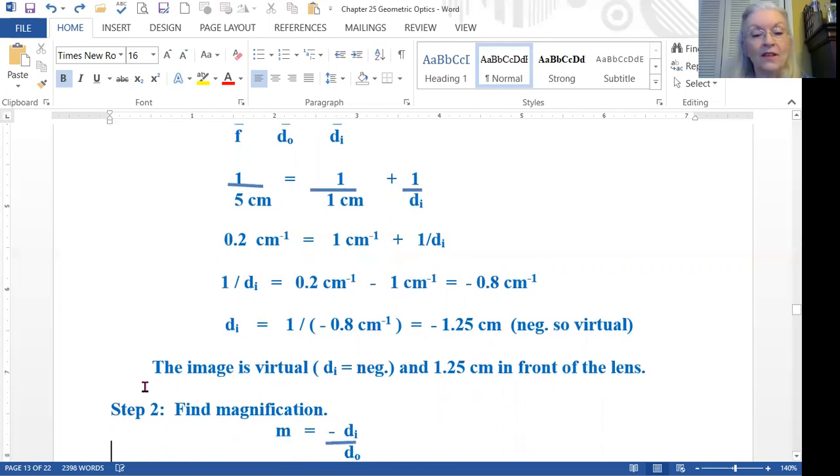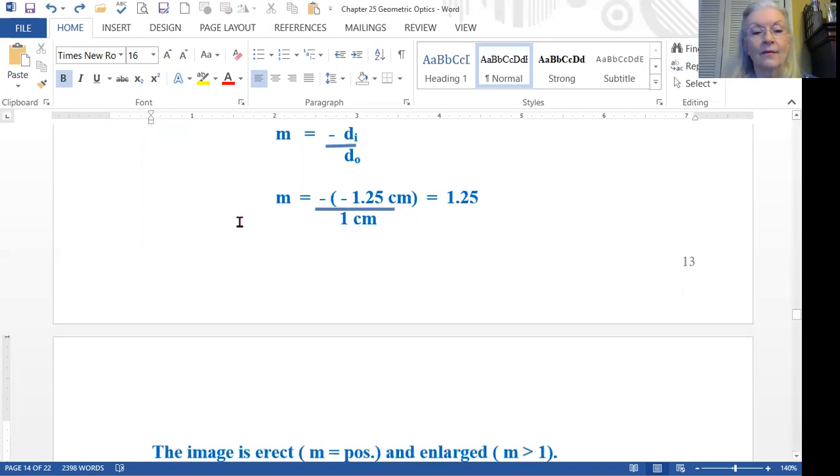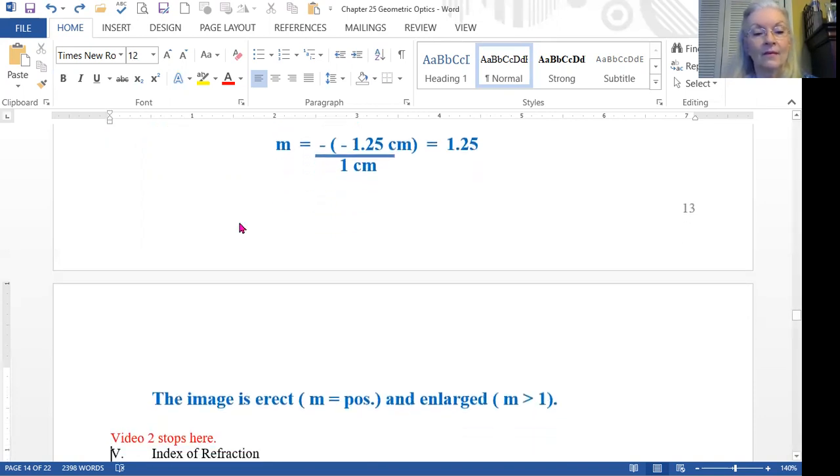If you want to find the magnification, M is equal to minus DI over DO. So M is equal to minus negative 1.25 centimeters divided by 1 centimeter, which gives us a positive 1.25. What does that tell me? Well, positive 1.25 is bigger than 1. So I know it's enlarged, not very much, but it's enlarged. And because it's a positive number, I know it's erect. So the image is erect because M is positive, and it's enlarged because M is greater than the number 1.